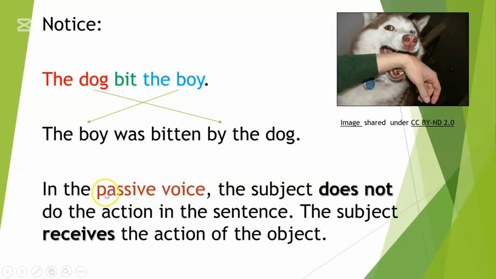Another point to remember is that in the passive voice, the subject does not do the action in the sentence. The subject receives the action of the object. In other words, the object here is doing some kind of an action against the subject over here. Because we can see that this dog bit this subject. But we say the boy was bitten by the dog.